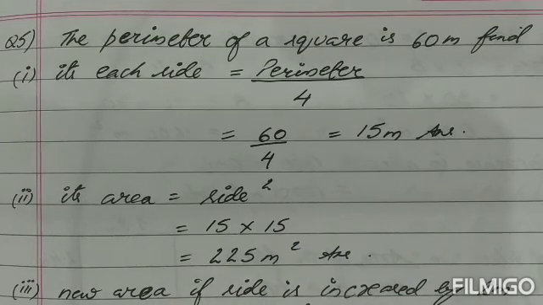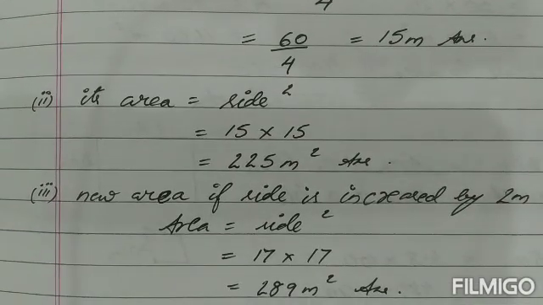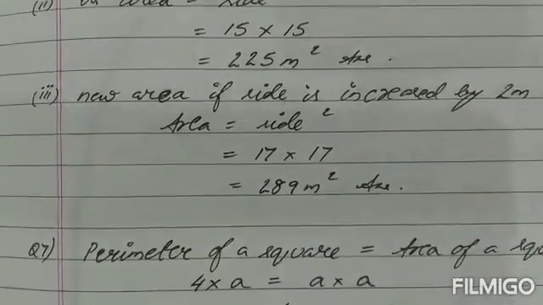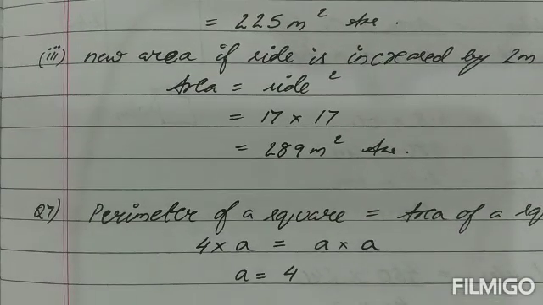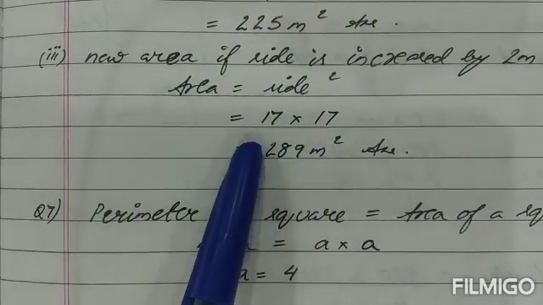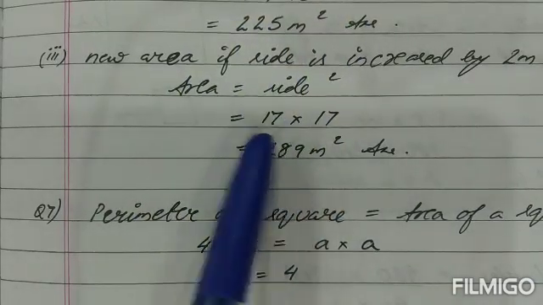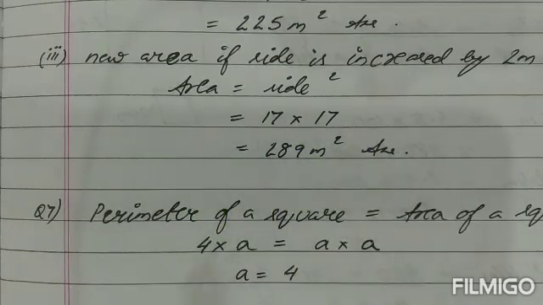Third part is its new area, children, if the side is increased by 2 meter. That means every side of a square is being increased by 2 meter and you have to calculate the new area. So now the side that was 15 meters earlier will now become 15 plus 2, which is 17. So area is side square, 17 into 17, 289 meters square.